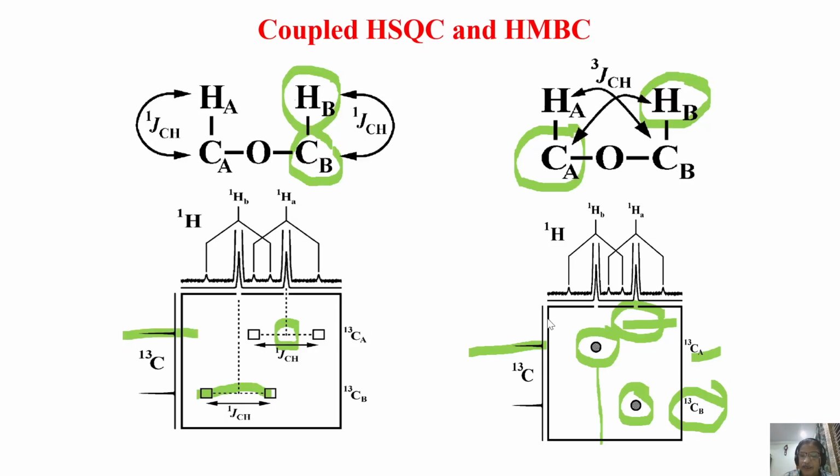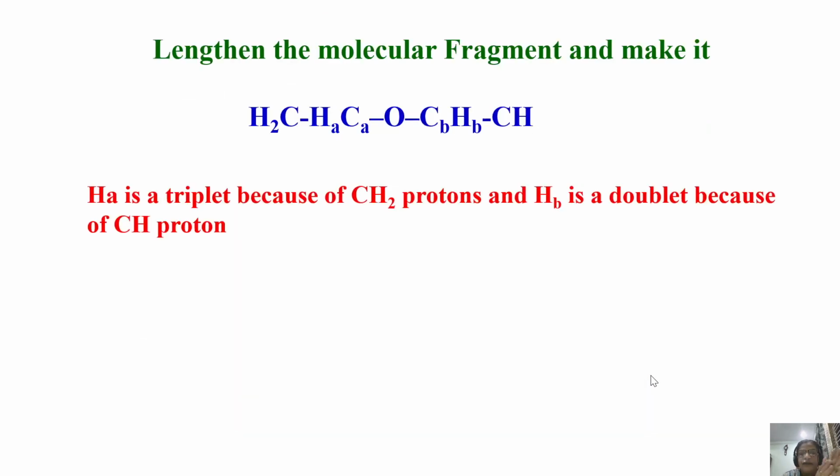I am repeating again. So in the HMBC, carbon A gave a correlation to proton B, which is 1 to 3 bonds away. You saw the cross peak. You can see it here in the carbon. For the carbon A, the cross peak is seen at HB. Similarly, for carbon B, the cross peak is seen at proton A. Okay, that so far was good.